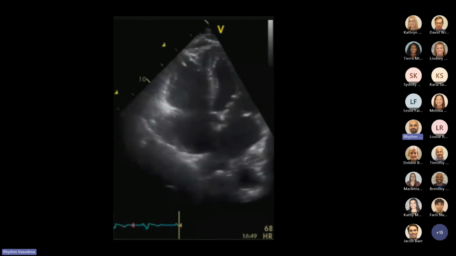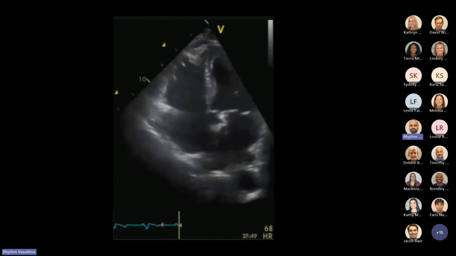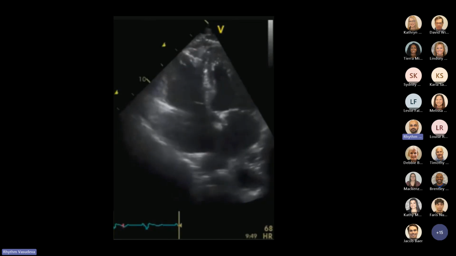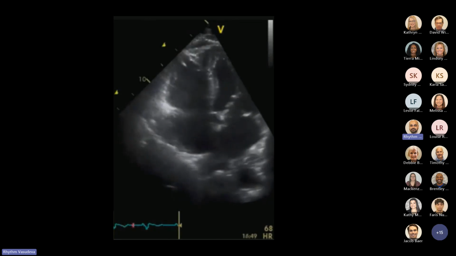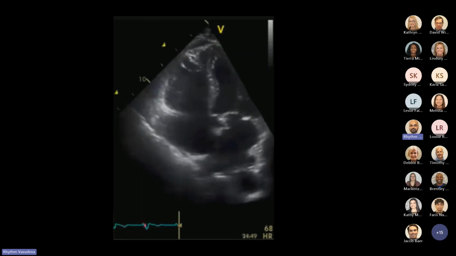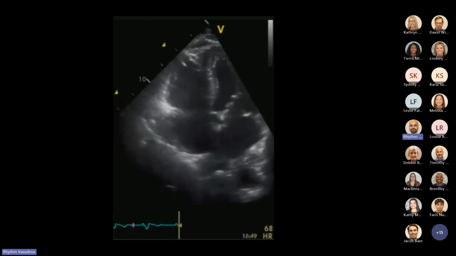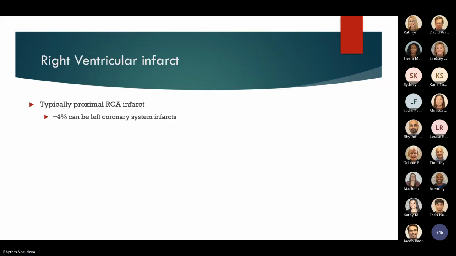If someone's presenting with chest pain and you have ST elevations, that should raise red flags. On an EKG you would see ST elevations in leads 2, 3 and aVF, the inferior leads, and a lot of times the lead 3 ST elevation is a lot greater when the RV is involved. Typically this is a proximal RCA infarct, and about 4% can be from a left coronary system. We talked about either a collateral circulation or a more left dominant circulation.